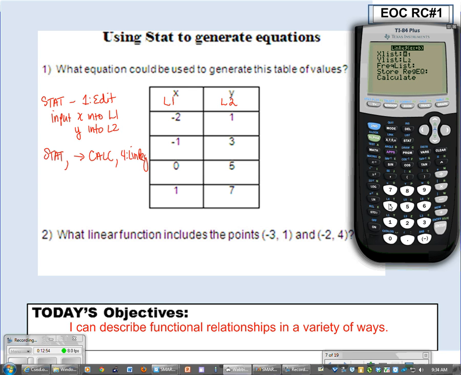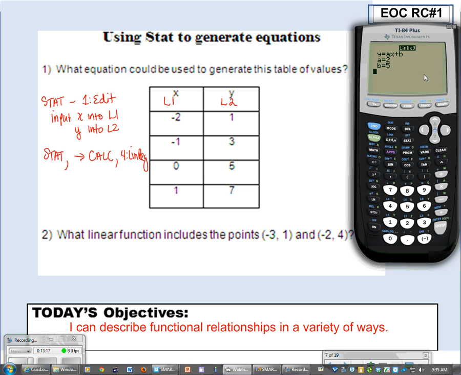So when I choose number 4, we're going to scroll down. It's saying the first list, our X values are in L1. That is true. Our Y values are in L2. And we want to calculate. Depending on the calculator you have, if you have a TI-84 with the updated system, you need to scroll down to calculate. And then press enter.